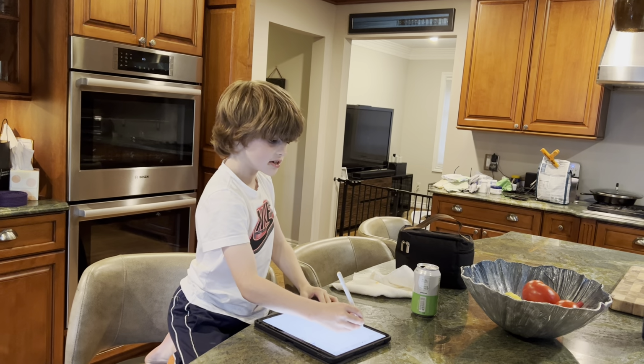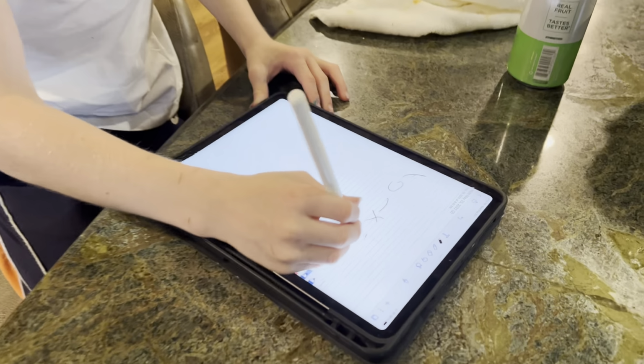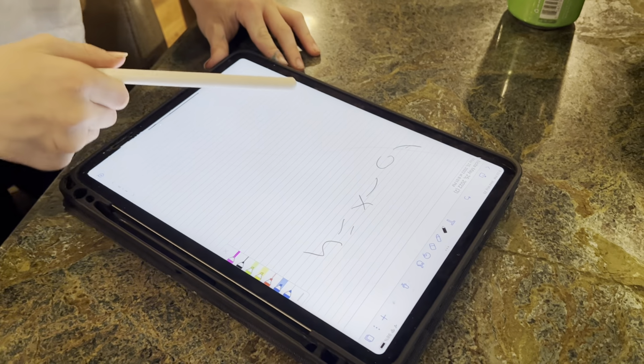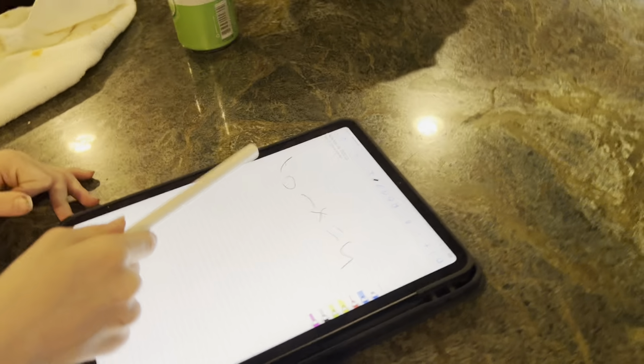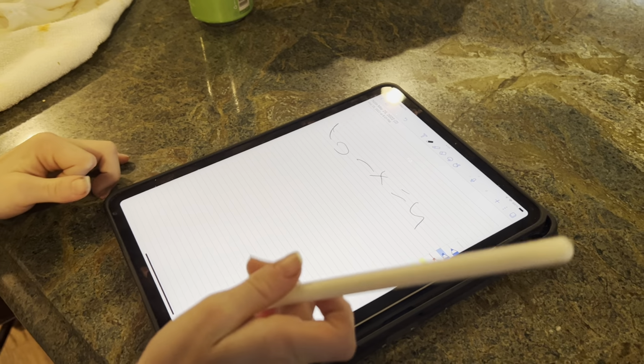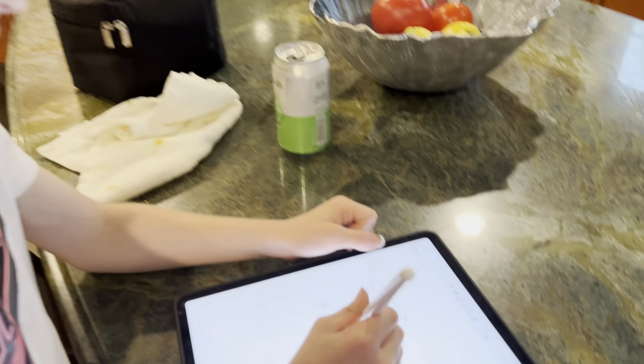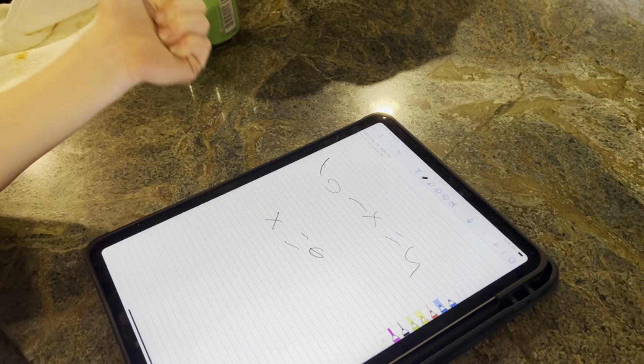So if you were to do 10 minus x equals 4, what is 10 minus blank equals 4? That's 6. So then x equals 6.